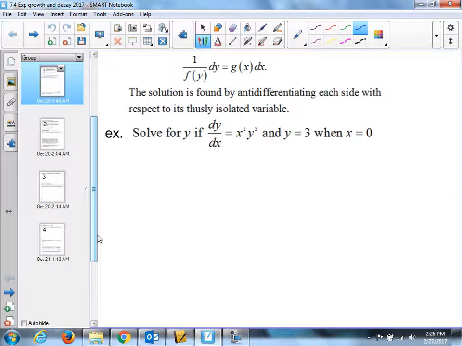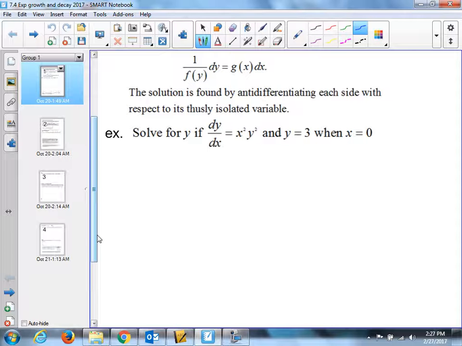So dy by dx is equal to x squared y squared. This looks like something you would have gotten as an answer from implicit differentiation. But then we have specific conditions: y equals 3 when x equals 0. Solve for y. First thing we have to do is, I can't undo this the way it's written because there are y's in here. Undo as in integrate.